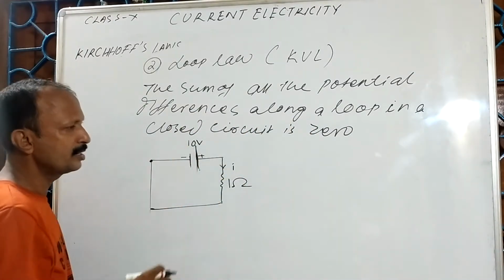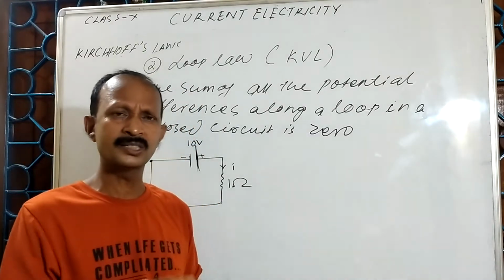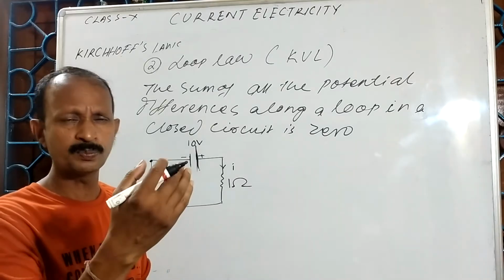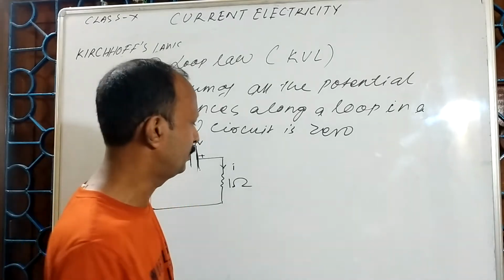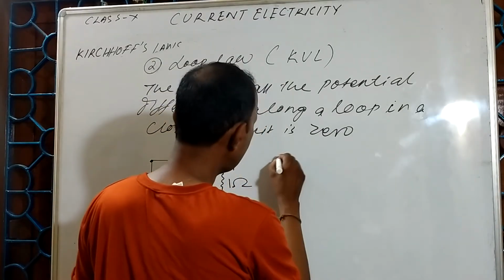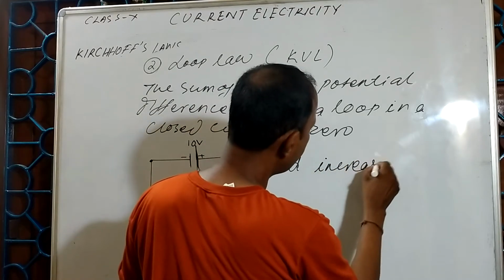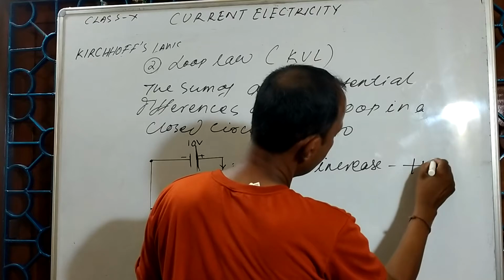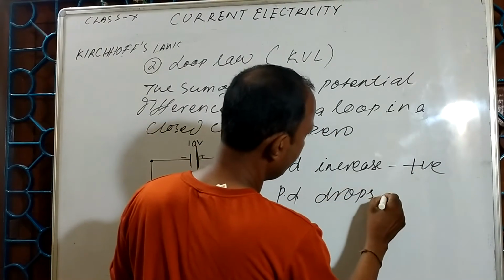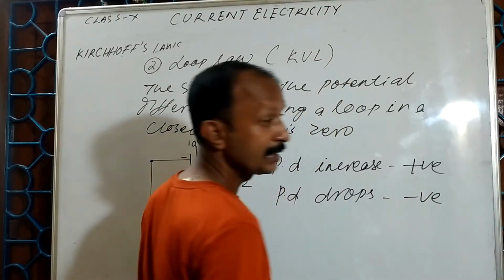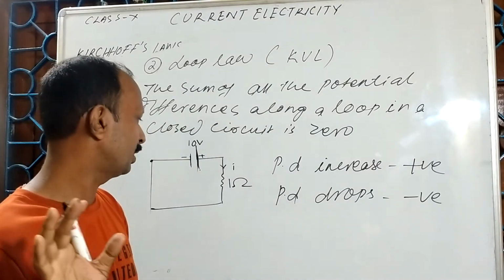Here the potential difference is 10 volt. So one point you remember: when the potential difference rises, we take it as positive. When potential difference drops, we take it as negative. So if the potential difference increases, we take it as positive. If the potential difference drops, meaning decreases, we take it as negative. This sign convention is very important for you.